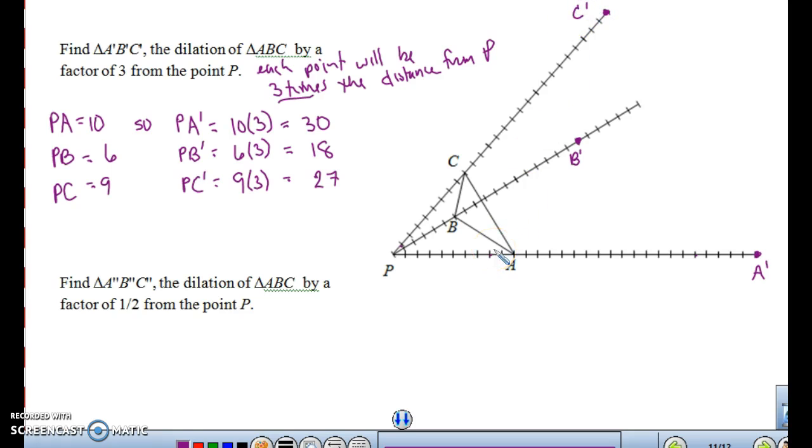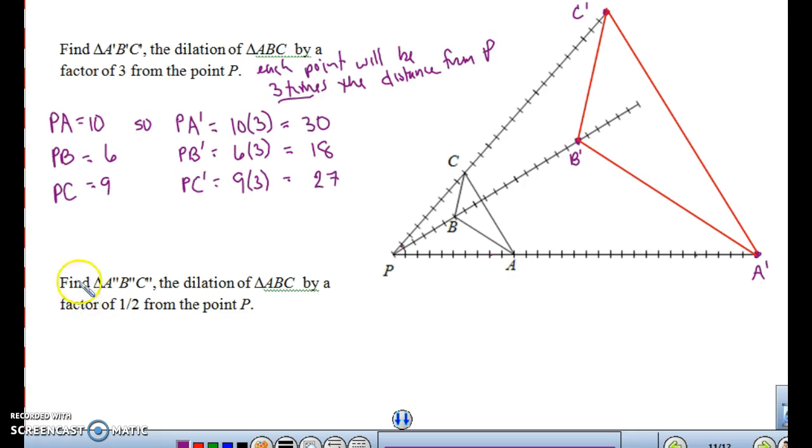So if I connect my points, A prime to B prime to C prime, I should create a triangle that is larger by a factor of 3. This triangle is 3 times as large as triangle ABC, and it's also 3 times the distance away from the center of dilation, which is P. So that should be A prime, B prime, C prime.